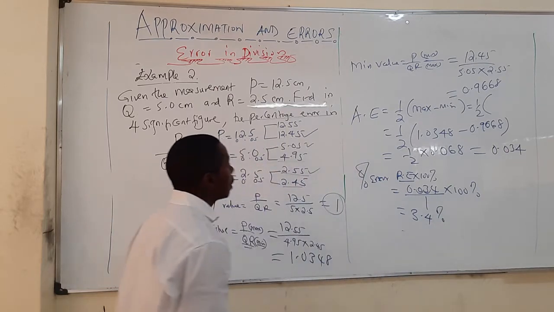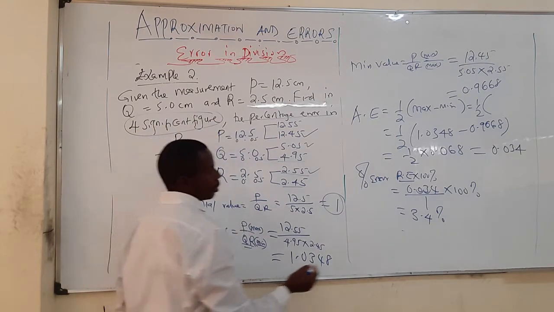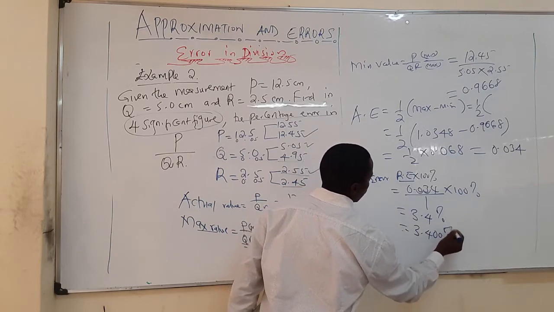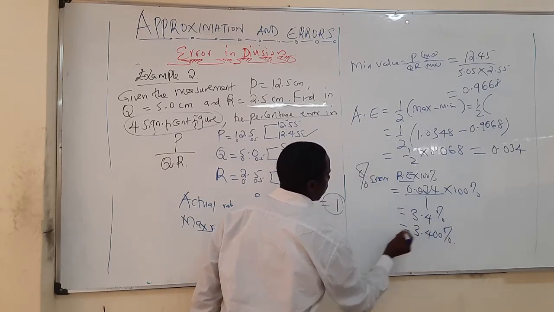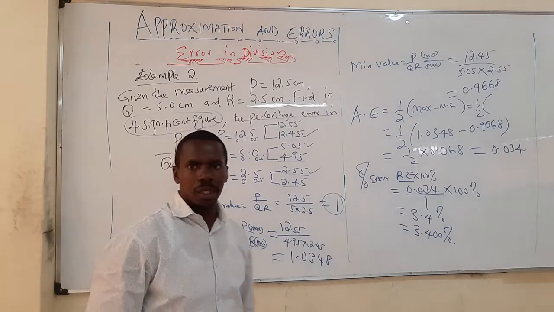But our question says that we give our answer to 4 significant figures, so we're going to write this one as 3.400%. So that is the percentage error in that case.